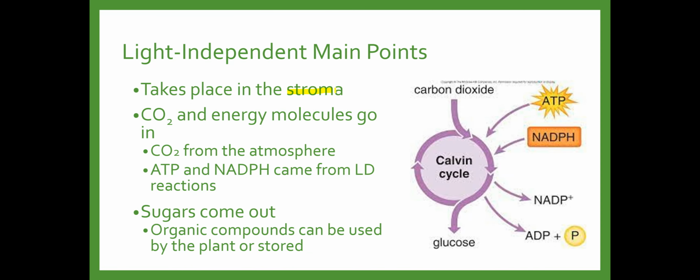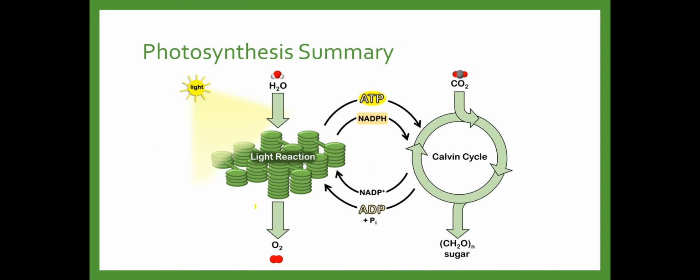This time, the light independent is in the stroma. We have CO2 going in and energy molecules. The CO2 is coming from the atmosphere. The energy molecules came from the previous steps, okay? And then most importantly, the whole purpose of photosynthesis is that we get sugars. So the sugars aren't made until we get to the Calvin cycle. And these are the sugars that the plant can use or the plant can store.